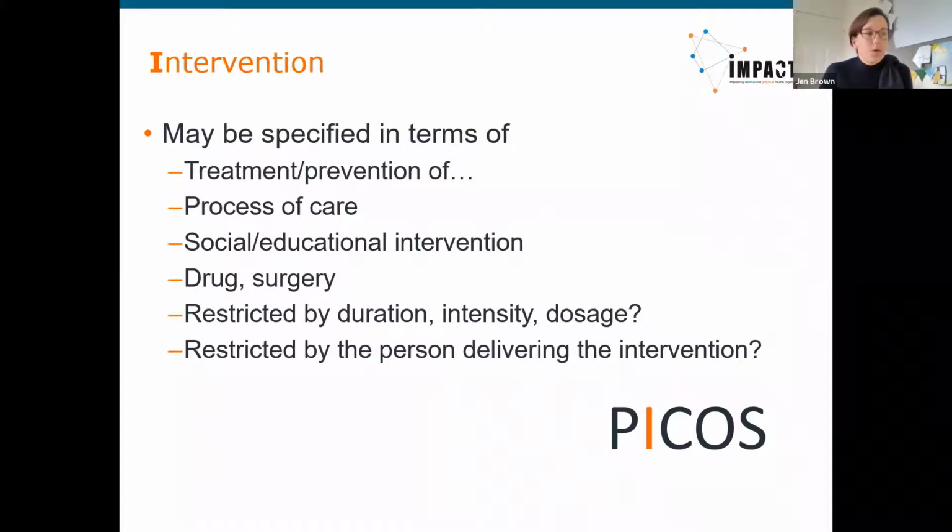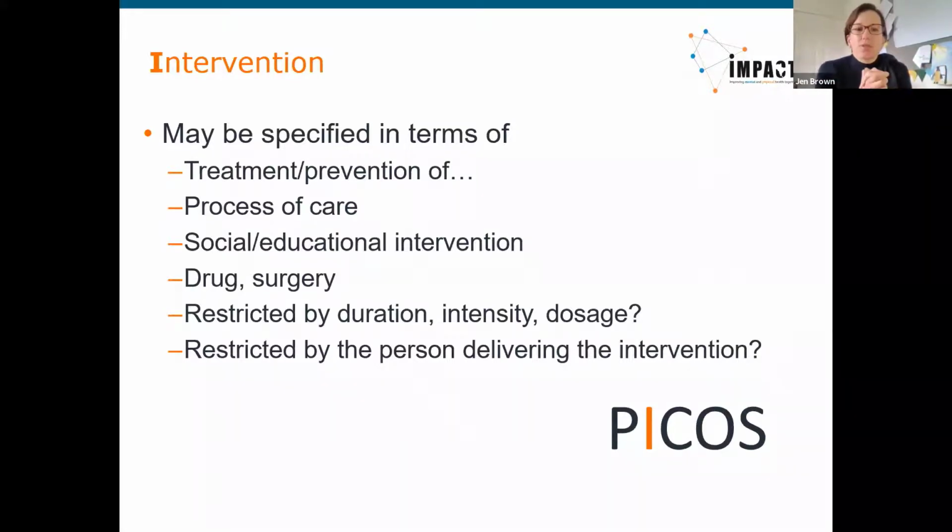Going forward to the second letter, the I, for intervention. So again, this is the slide where I throw lots of thought, lots of prompts and hopefully thought-provoking ideas at you. So your intervention may be specified in terms of something that you want to treat or prevent. So it could be any kind of condition, say colon cancer, for example. Obviously, you will be looking at different outcomes depending on whether you choose a treatment or prevention kind of question. So that's something that you need to keep in mind, and this is where I was saying earlier, your review question influences all of your systematic review all the way through.